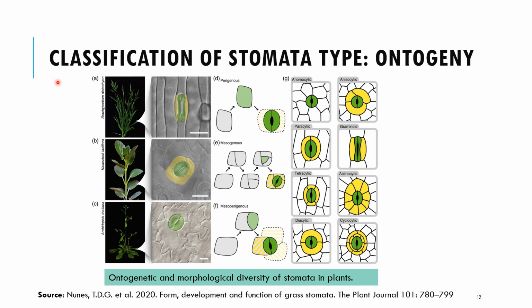This slide shows a diagram illustrating the main ontogenetic types of stomata. Guard cells are in H shape, and the dotted line indicates the plane of division of the guard mother cell. The first one you can see is polygenous stoma, and the second is mesogenous stoma, and the last one is mesopolygenous stoma.